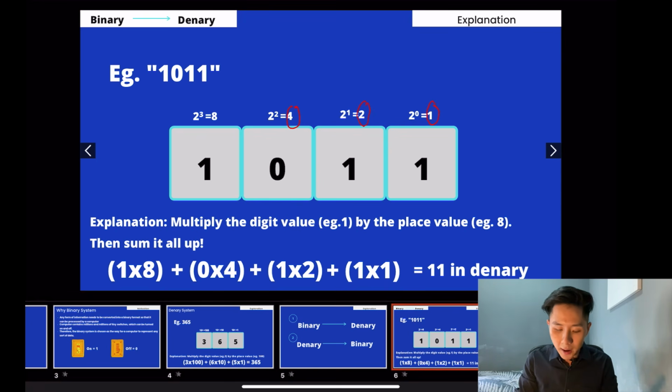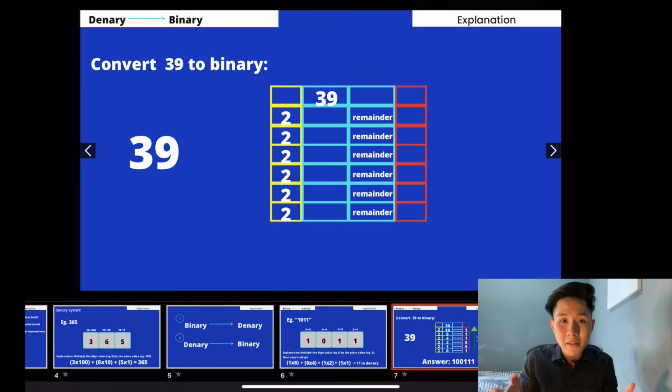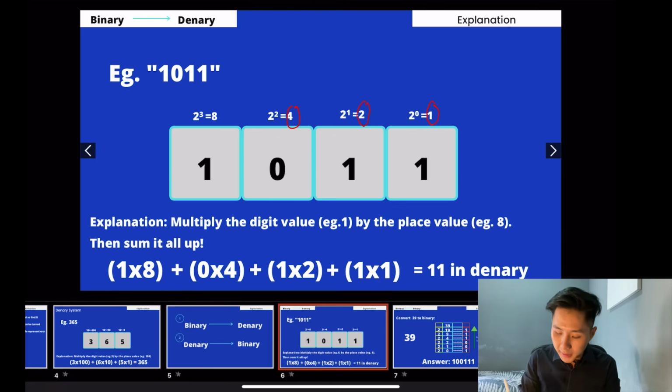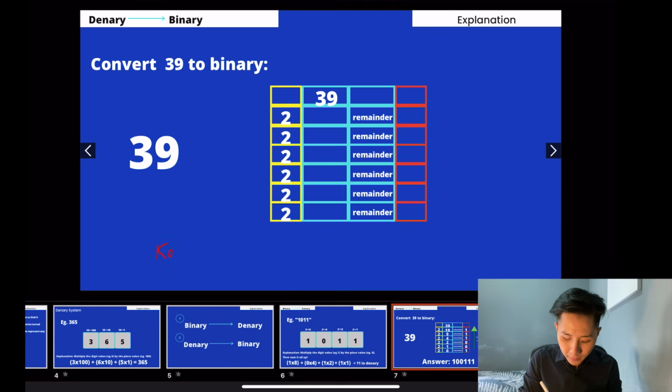And to do it the other way around, how do we convert a Denary value, the value that we all understand, into binary, a language that a computer can understand? So we have the value 39 here. The way that we can get the binary value of this Denary value is that we will keep dividing it by 2, keep dividing it by 2, and use the remainder of the division to get our answer.